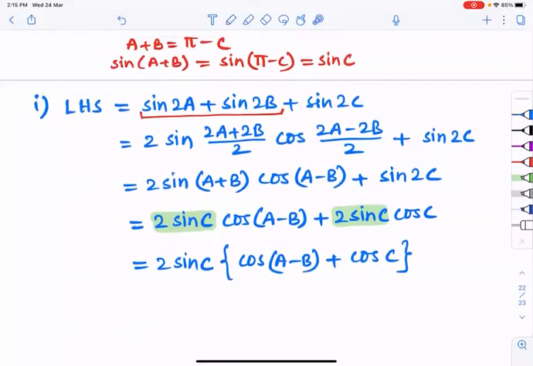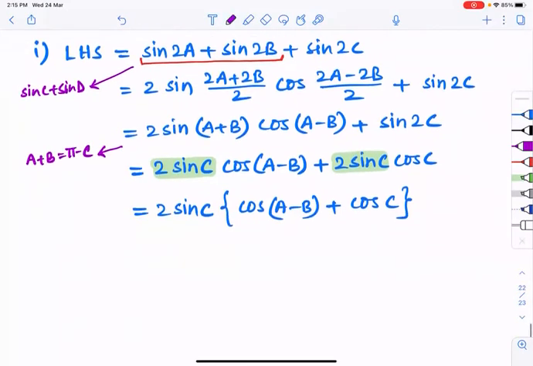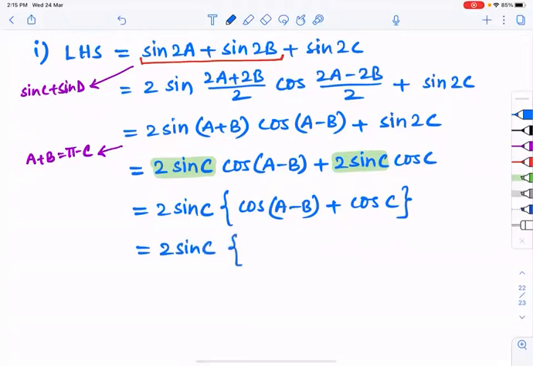So what I did first, I applied the transformation formula here. Let me write it down. At this step, we have used sine c plus sine d, this formula. And at this step, we have used a plus b is equal to pi minus c, this condition. Here I have taken common. Now I'm going to write it as 2 sine c, and inside the bracket I have cos of a minus b. Now we have cos c.